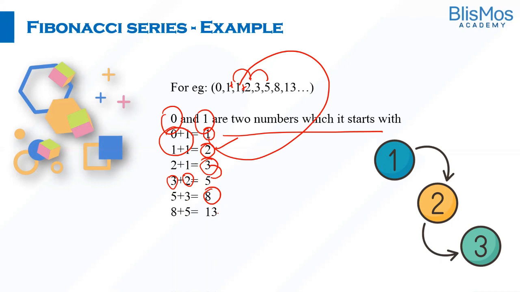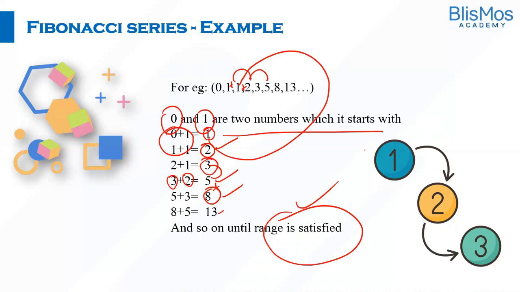What is the next number? 13, because previous numbers are 5 and 8. So this is what Fibonacci series are. Until whatever range you specify, you have to go on calculating like this. So Fibonacci series is a type of series where each number is a sum of the previous two numbers. You can see it: 0, 1, 1, 2, 3, 5, 8, 13 and so on.